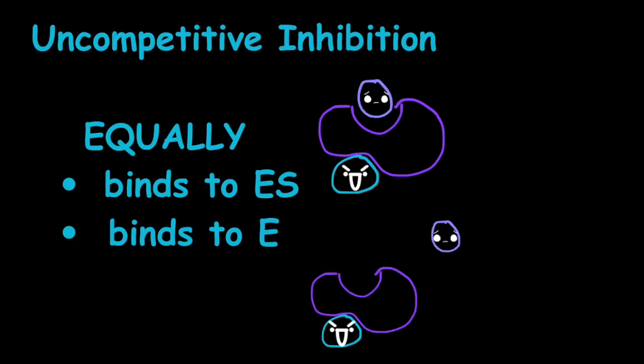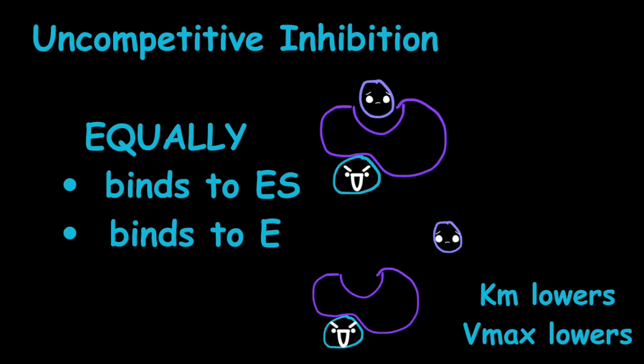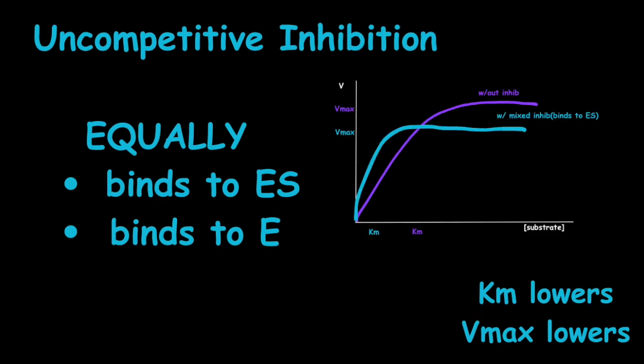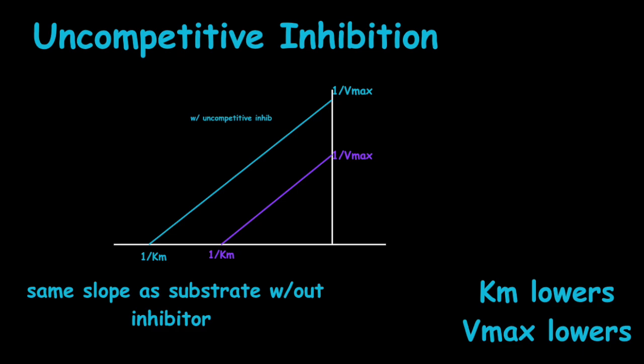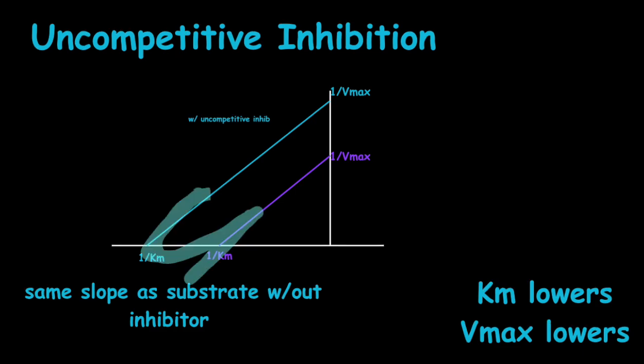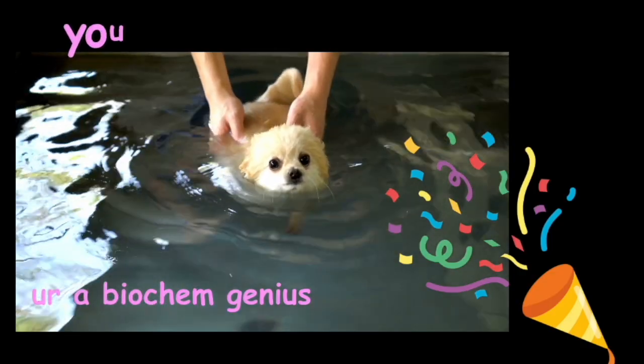Uncompetitive inhibition is a special type of mixed inhibition where the inhibitor equally binds to ES and to free enzyme. In uncompetitive inhibition, the Km lowers and the Vmax lowers. This is what that would look like on Michaelis-Menten, and on Lineweaver-Burk, it actually makes two parallel lines, and you can kind of draw out a U, and that's how I remember it.